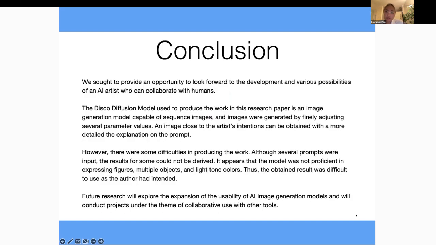So first conclusion, we sought to provide an opportunity to look forward to the development and various possibilities of an AI artist who can collaborate with humans.